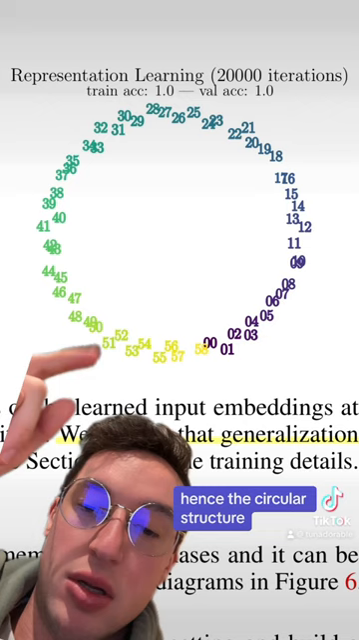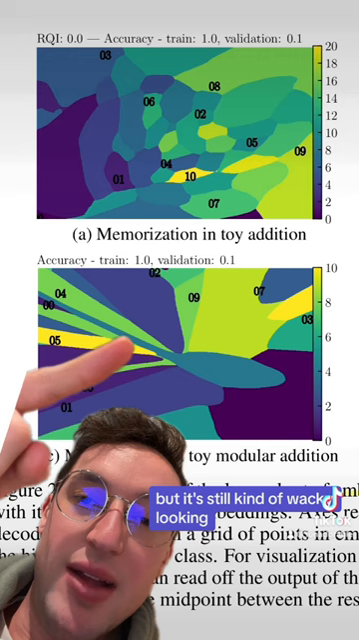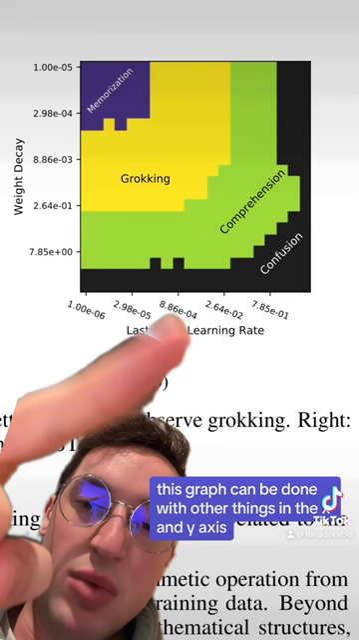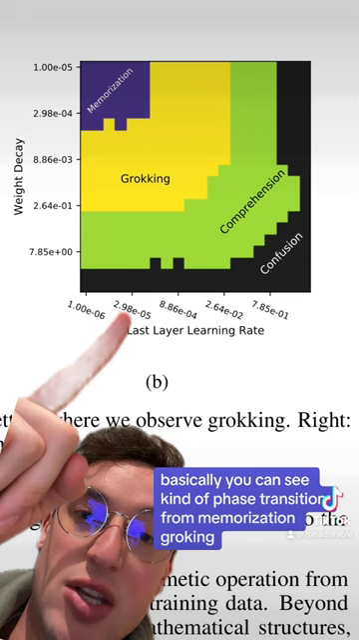I believe the task here was modular addition, hence the circular structure. Furthermore, you see that there is a little bit of structure in the memorization cases, but it's still kind of wacky looking. Whereas post-grokking generalization is actually a very good structure for modular addition, for example, or for regular addition. This graph can be done with other things on the x and y axes, other hyperparameters, but basically you can see a kind of phase transition from memorization, grokking, actual good comprehension, and just full-on bad confusion.